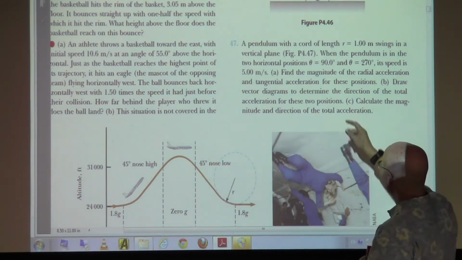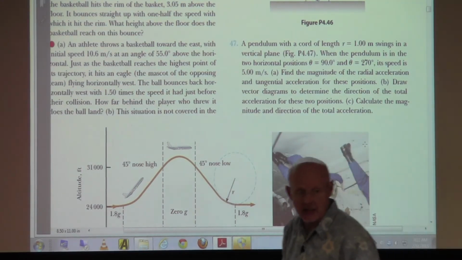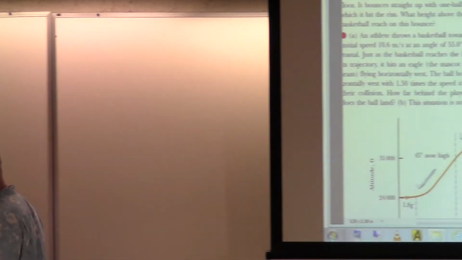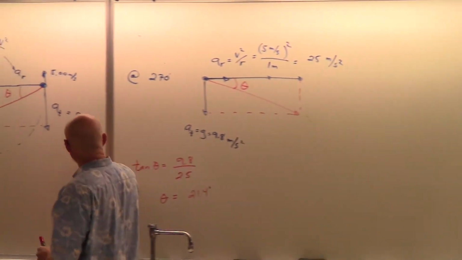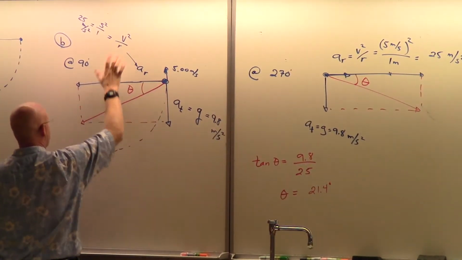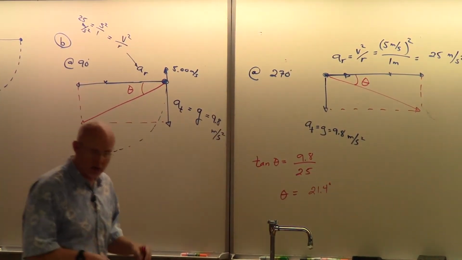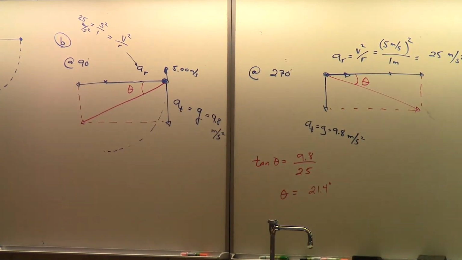And the tangential accelerations. Okay, so I guess I did that. The tangential I got from gravity. So there's the tangential, the 9.8. There's the radial, the v squared over r. So I've also answered A. So I've got A and I've got B.